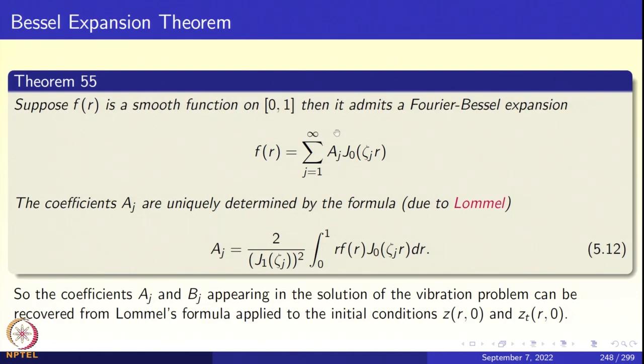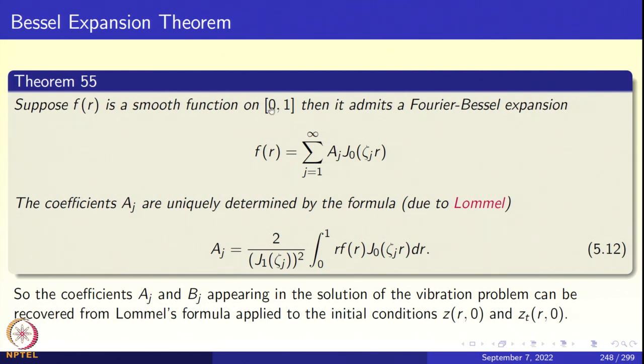Let us look at the formula for a_j, for example. Suppose f of r is a smooth function on 0, 1, I'm going to assume that the function is smooth, then this function f of r can be expanded as a series of Bessel's functions. f of r equals the summation j from 1 to infinity a_j J naught zeta j r, where these a_j's are given by equation 5.12: 2 by J1 zeta j squared, integral 0 to 1 of r f of r J naught zeta j r dr.